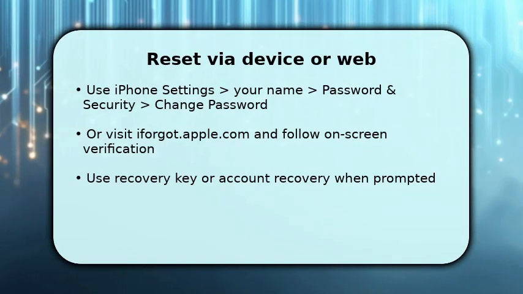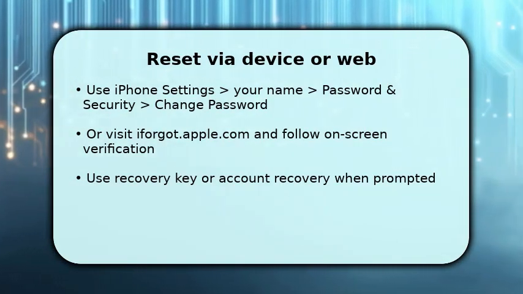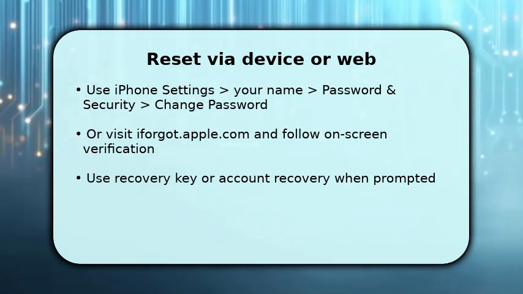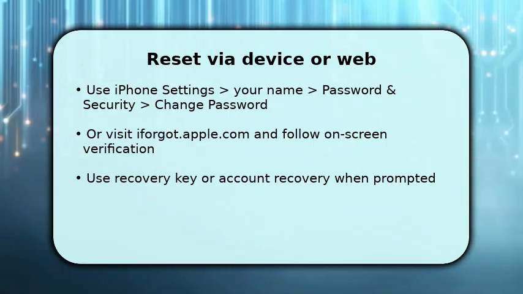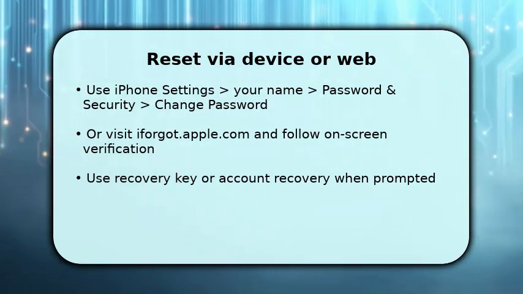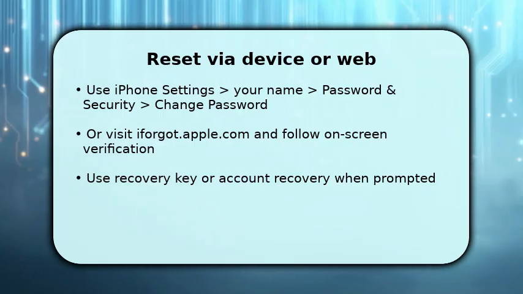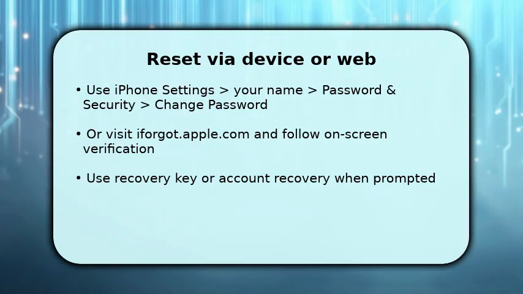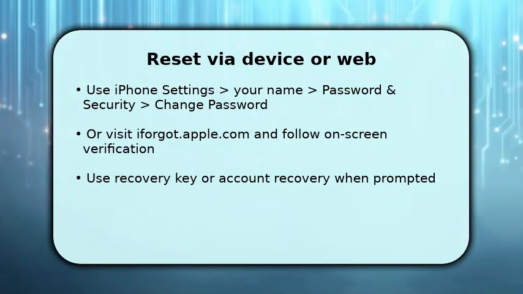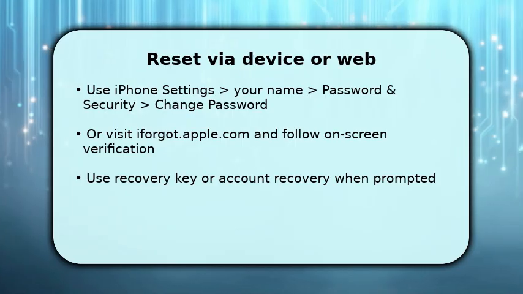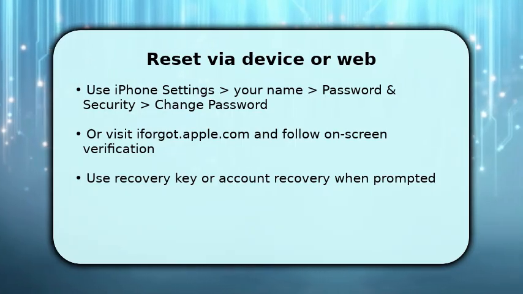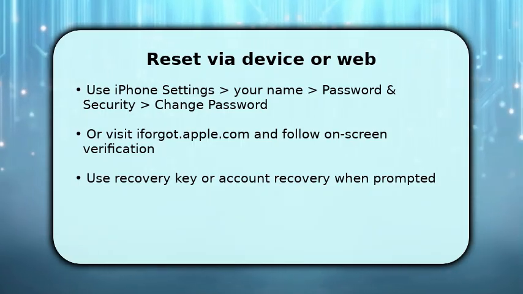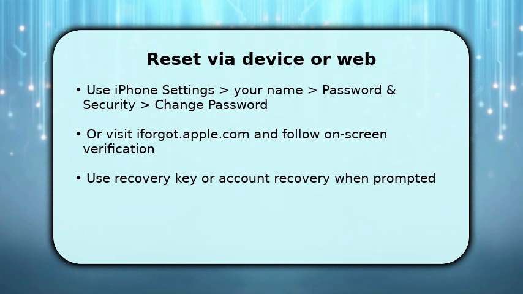You'll now choose a reset path. On an iPhone, go to Settings, tap your name, then Password and Security and select Change Password. That uses your device passcode to authenticate. Alternatively, go to iforgot.apple.com and enter the Apple ID. Follow verification prompts sent to your trusted devices or phone number. If prompted for a recovery key or account recovery, provide the recovery key or start account recovery. This is slower but necessary when trusted devices aren't available. Keep patient and follow each prompt carefully.